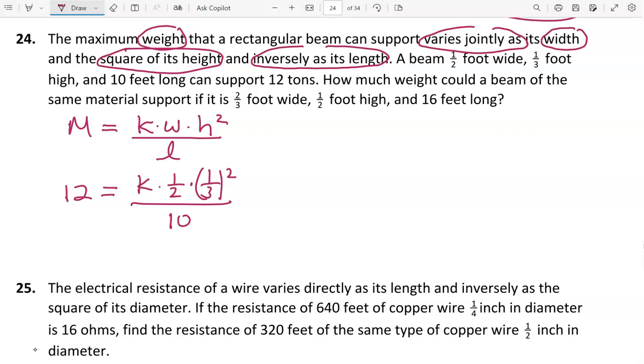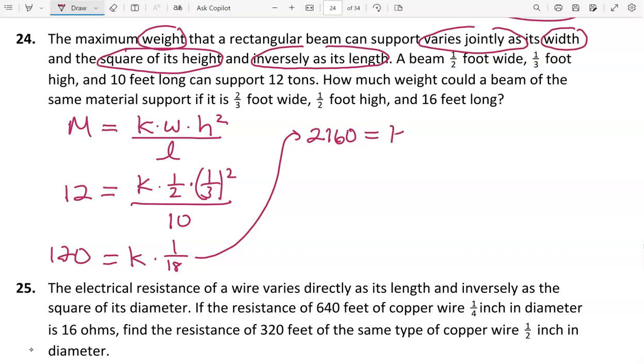All right, I'm going to multiply both sides by 10. That's going to give me 120 is equal to K times, and 1/3 squared is 1/9 times 1/2 is 1/18. What I can do from here is I can multiply both sides by 18. And that will give us a value of 2160, which is equal to K, the constant of variation. So our equation is M is equal to 2160 WH squared divided by L.